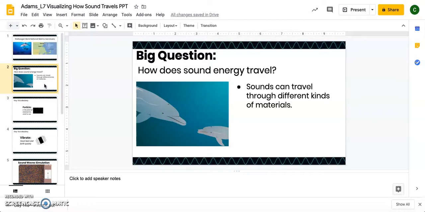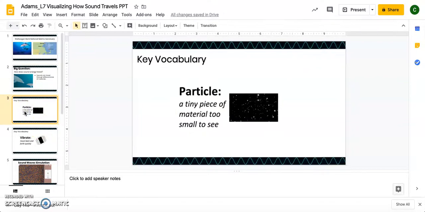Today, we are going to get a little deeper into those materials, right? What makes up materials? What does it look like? Because it happens in a way that we can't actually see it. So we're going to look at some diagrams today, and we have some vocabulary today that's going to help us understand why we can't actually see the sound energy traveling all around us.